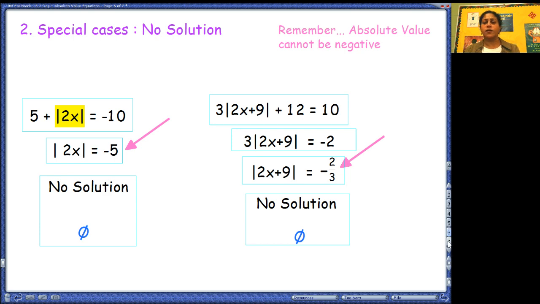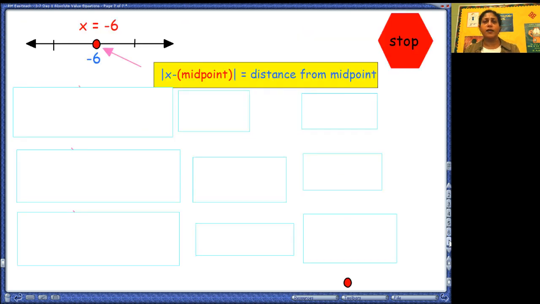The last thing you want to do is be able to write an equation if you are given an absolute value graph. Now, in this case, there is a graph given and the only solution is -5. If there is only one solution, it is going to be a regular equation. So we write for this, the equation is x is equal to -6.